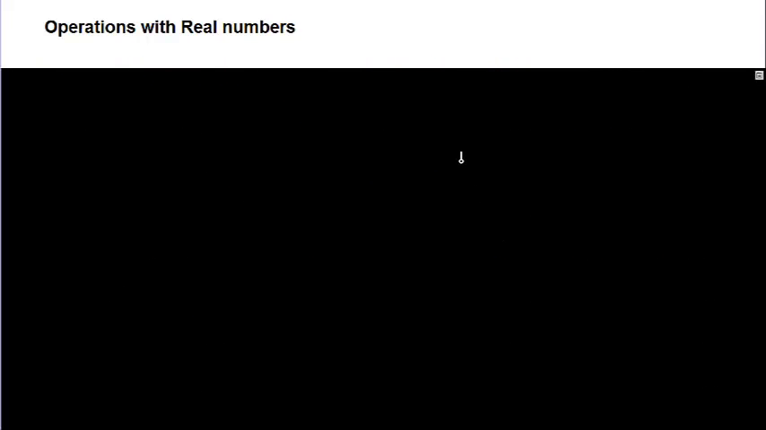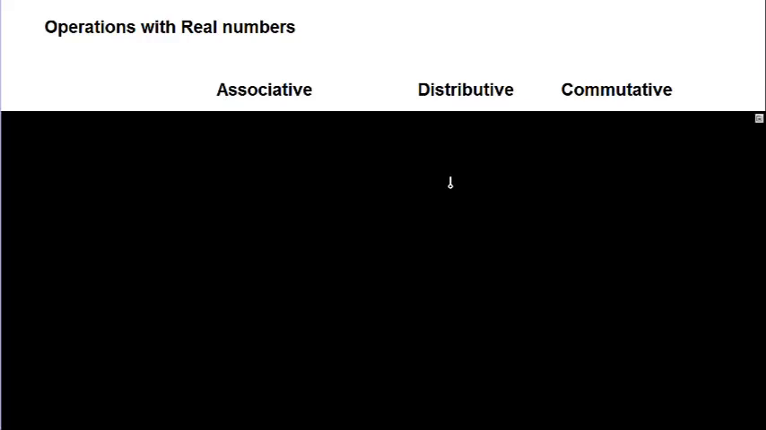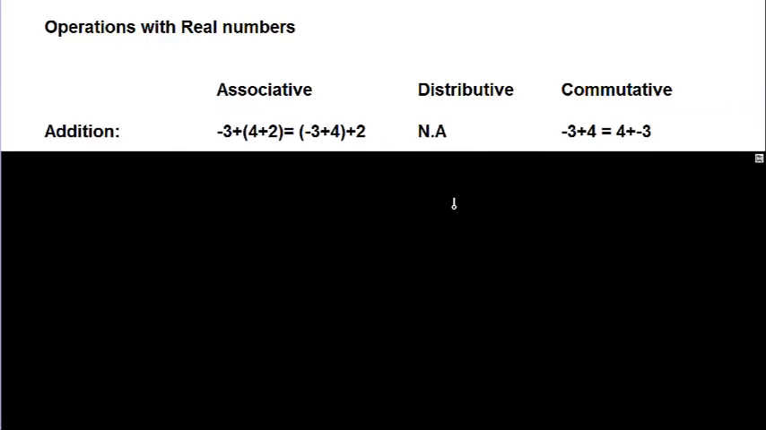So let's look at some examples of operations with real numbers. We're going to look at addition, subtraction, and multiplication of real numbers. And then we'll see how that compares to matrix multiplication as an operation. We're going to see if addition, subtraction, and multiplication abide by the associative, distributive, and commutative properties.